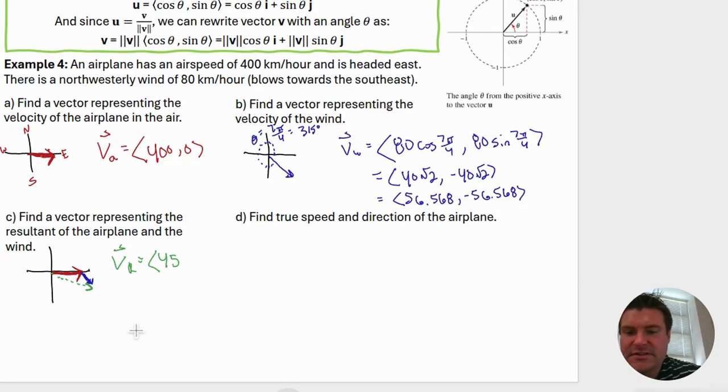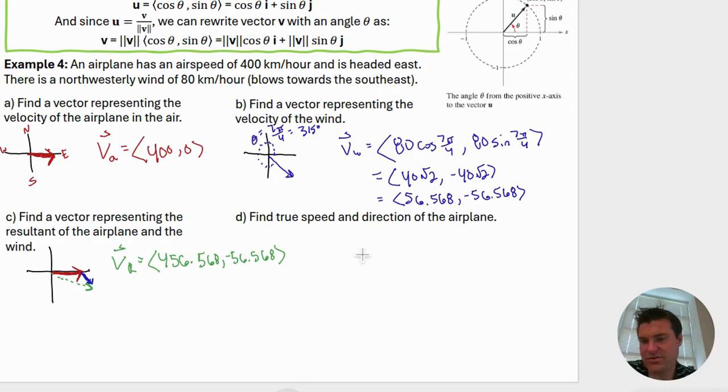456.568, comma 0 plus this negative right here. So we're just adding these vectors together. Negative 56.568. And that's my resultant. I'm going to be using that vector to answer everything for part D.